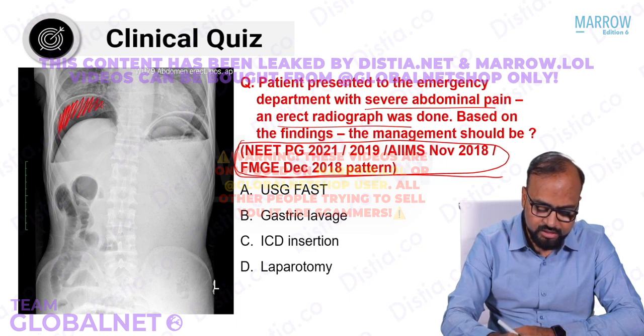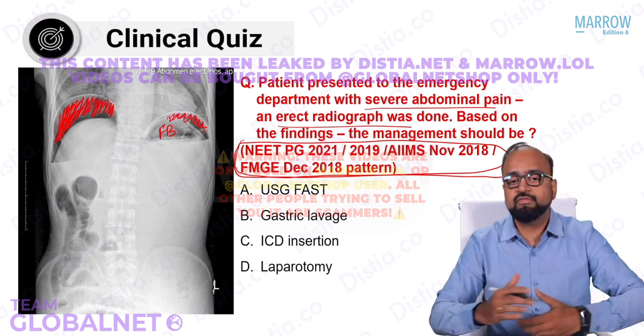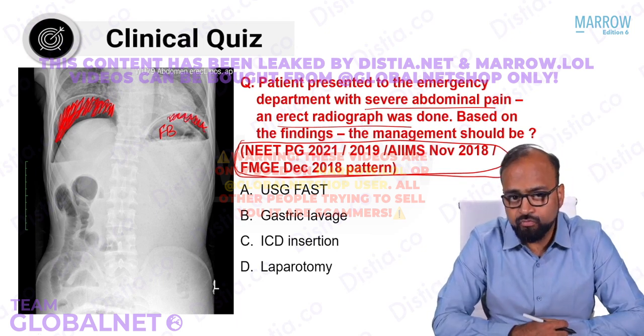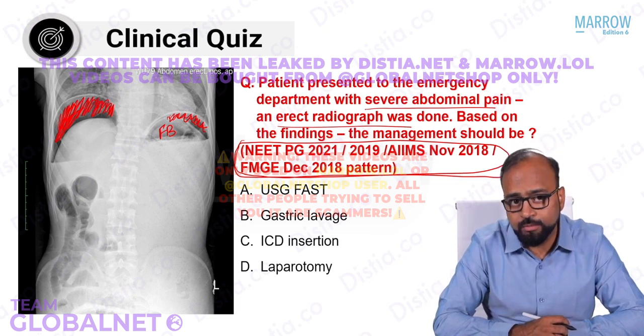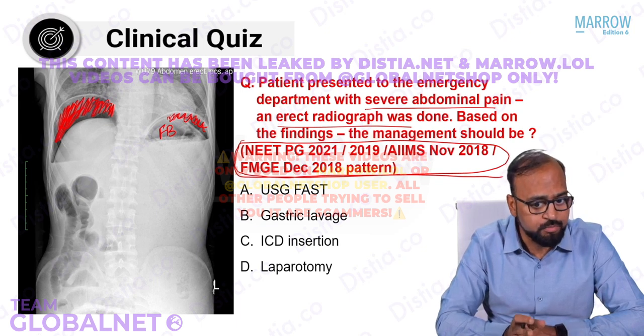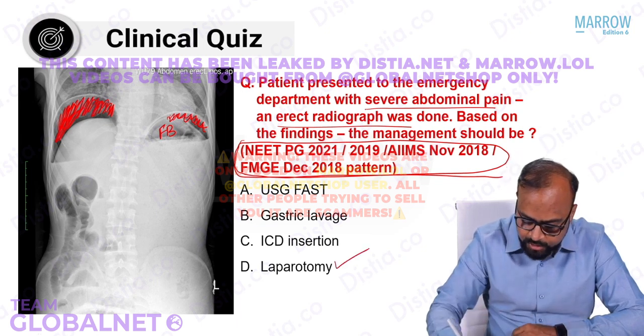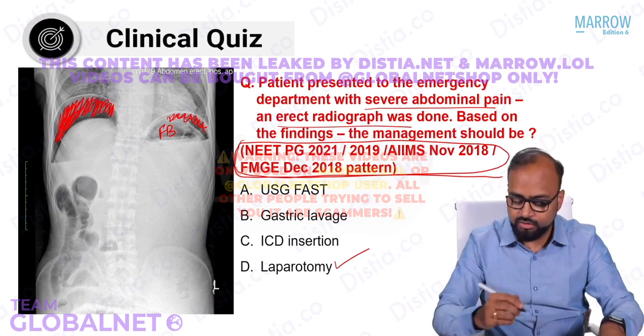What you see here basically is a jet black hyperlucent area just below the domes of diaphragm on both sides. So this is the fundic bubble, right? On both sides below the dome of diaphragm you see free air, which means that the bowel is perforated, which means that this is pneumoperitoneum, and therefore the next step, the definitive management in this particular patient, is going to be an emergency laparotomy, right? So this is the answer to this particular question.